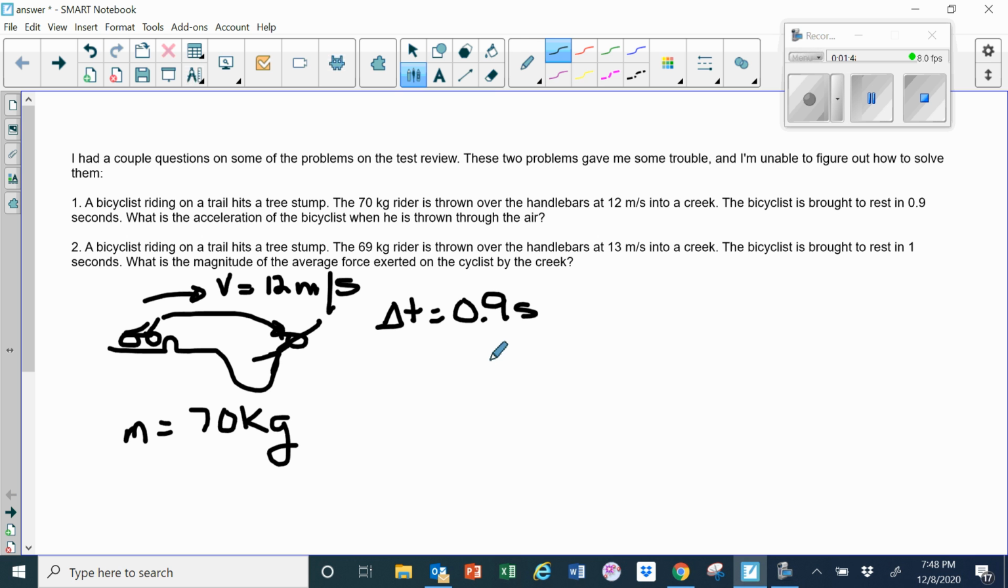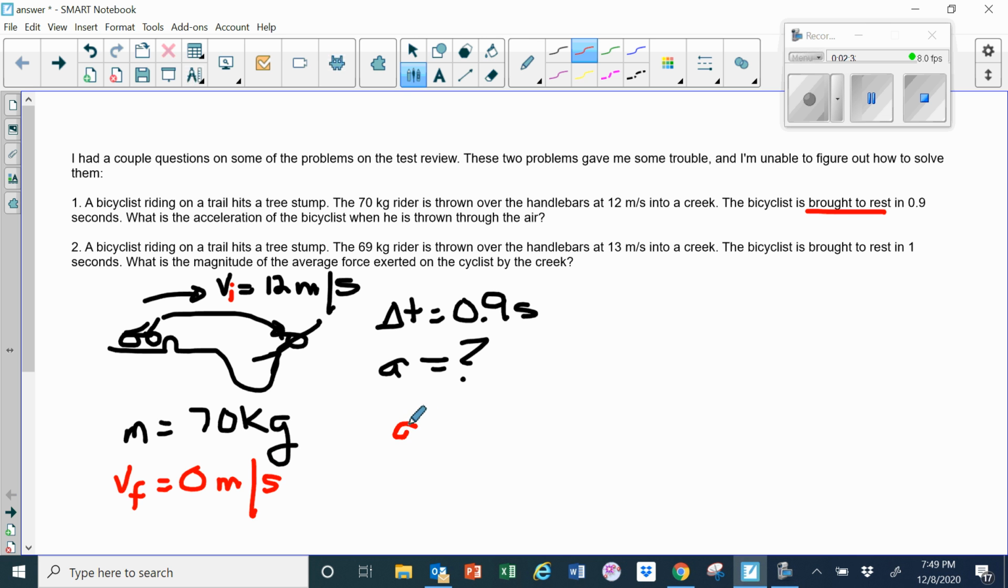So the first question it asks is, what's the acceleration of the bicyclist when he's thrown through the air? Well, the thing you have to connect here is that when he hits the stump and flies into the air, he has a certain velocity. This 12 meters per second velocity is his initial velocity, Vi. What's his final velocity? Well, he's brought to rest, so his final velocity is 0. Okay, so that's kind of the trick to the question.